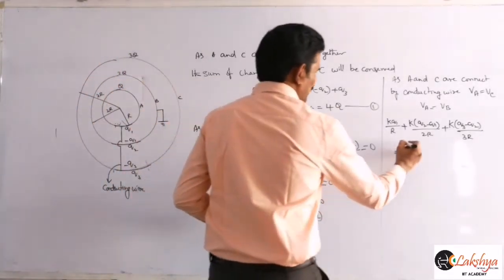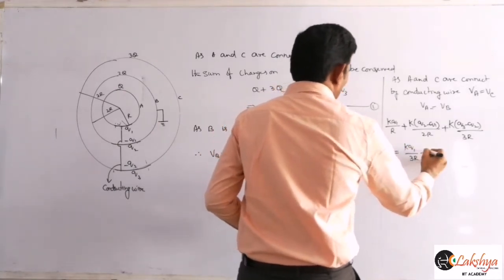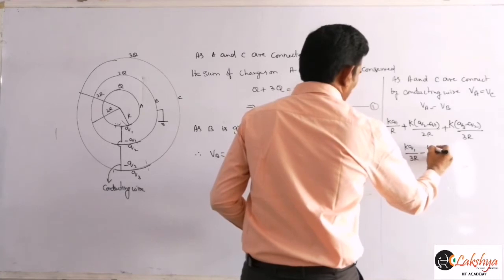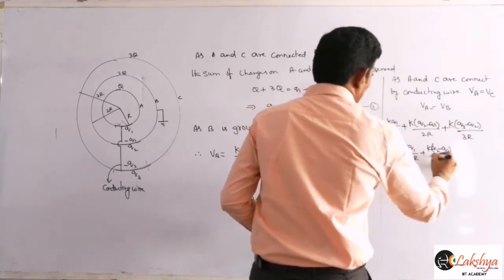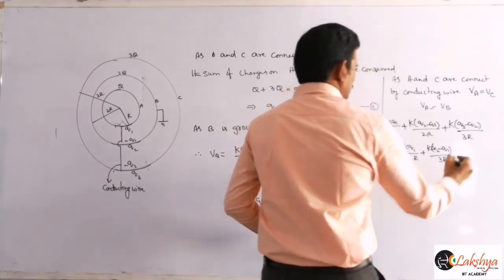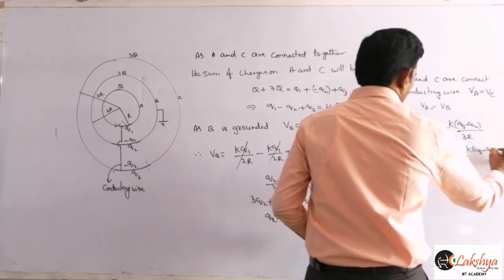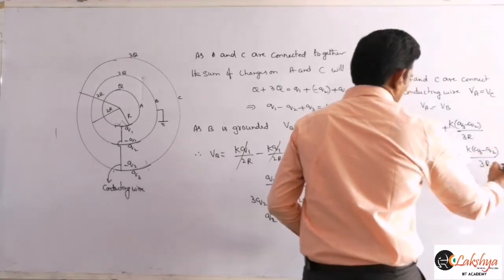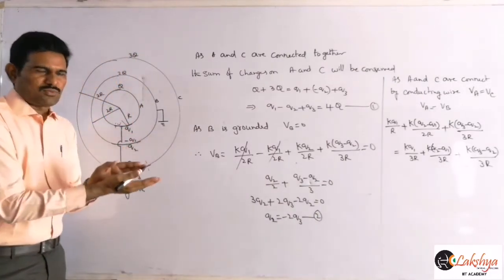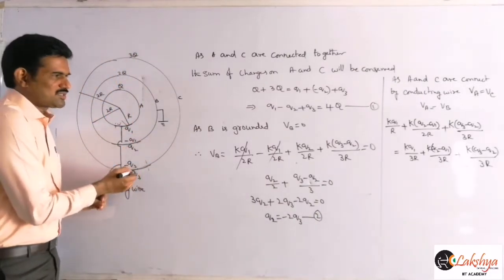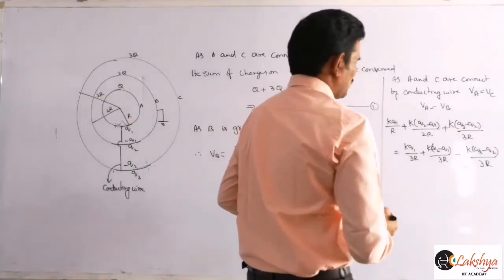See this, K Q1 by 3R plus K Q2 minus Q1 by 3R plus K Q3 minus Q2 by 3R. So for all of them, that means for A and B, this C is an internal and external point only, and these charges will be on the surface. So you can simplify that, you will get another equation here.